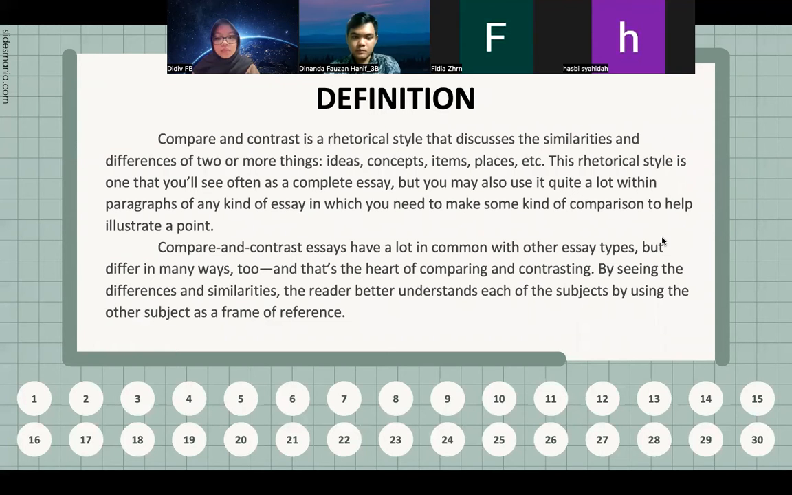Compare and contrast essays have a lot in common with other essay types, but differ in many ways, and that's the heart of comparing and contrasting. By seeing the differences and similarities, the reader better understands each of the subjects by using the other subject as a frame of reference. Okay, next.